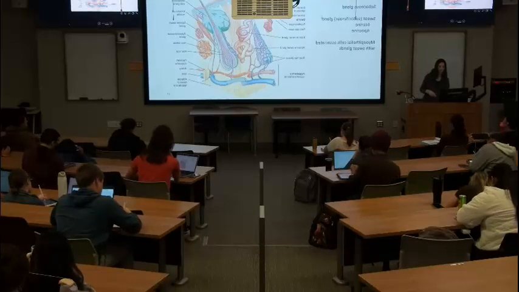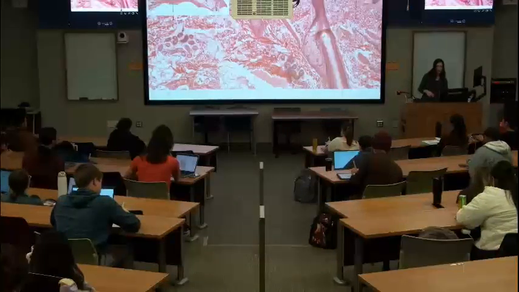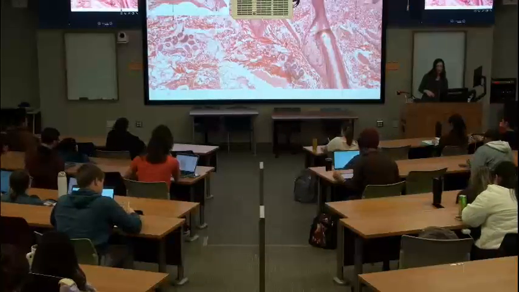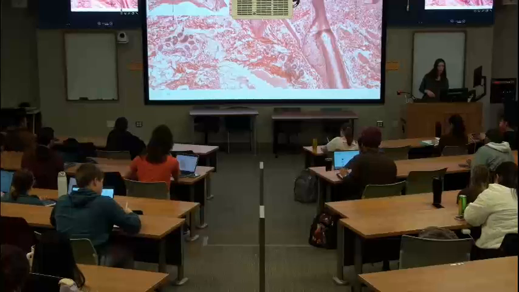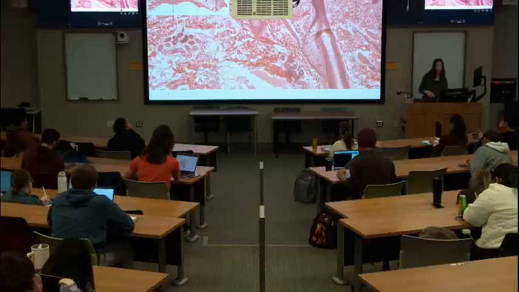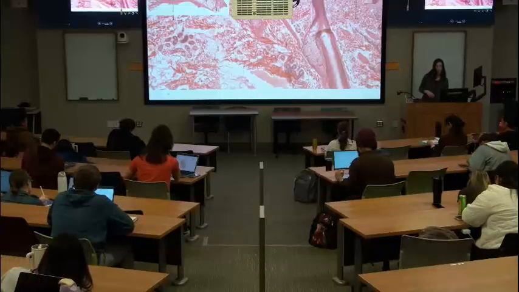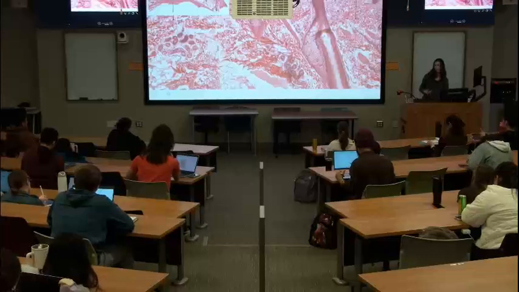There's a close-up of what I just showed you. You can easily see eccrine sweat gland here, eccrine sweat gland here, lighter secretion areas, darker duct areas. Over here, this round piece and this piece here, sebaceous glands.